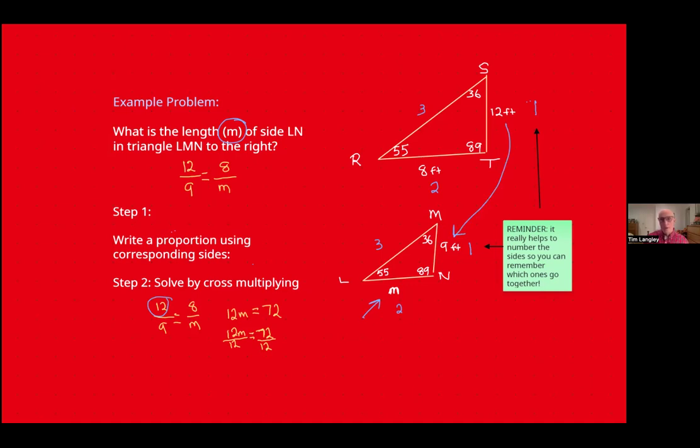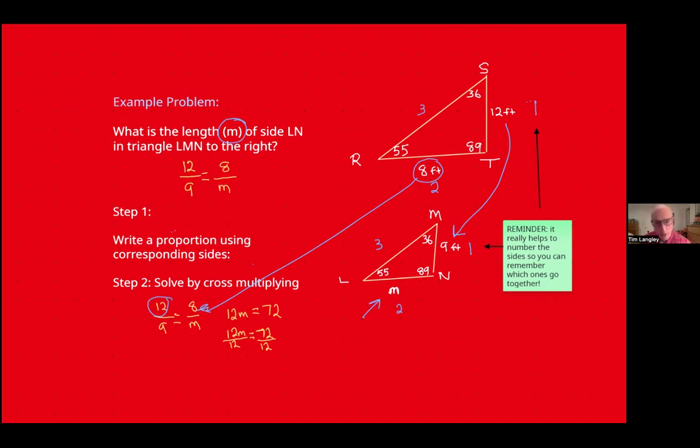and then I'm going to go back to the 8 here. That's the 8, which I'm going to put right there, over, and we're trying to solve for M. 8 is side 2, so M is side 2. They have to match. So that's where we get this proportion: 12 over 9 equals 8 over M.